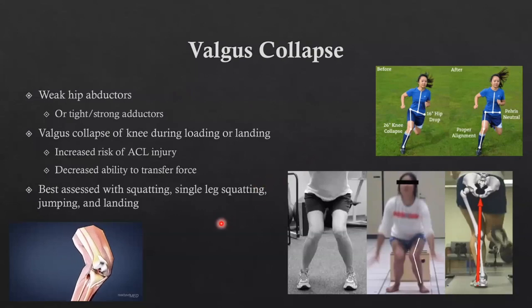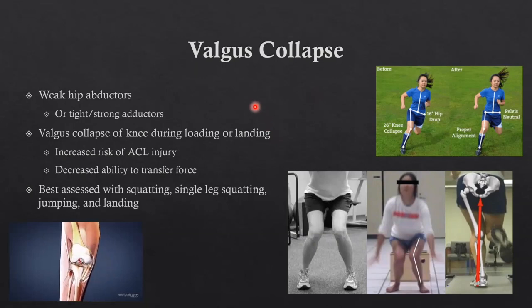The best way to assess whether you have some degree of valgus collapse is assessing yourself while you squat, while you jump, while you land, and see if you have that caving inward of that upper thigh. And if you do, one of the first areas you should look at to mitigate the issue is to address your hip adductors, primarily glute med muscles, and also looking to loosen up the anterior and medial compartment muscles.